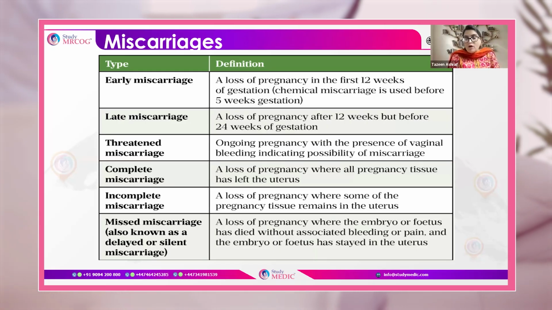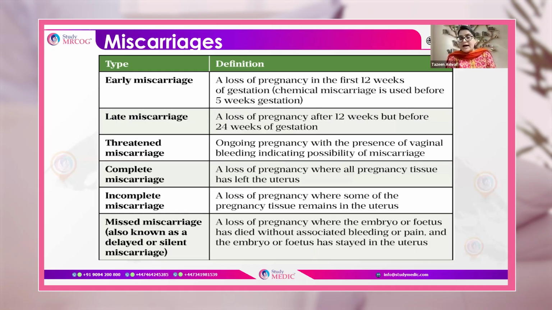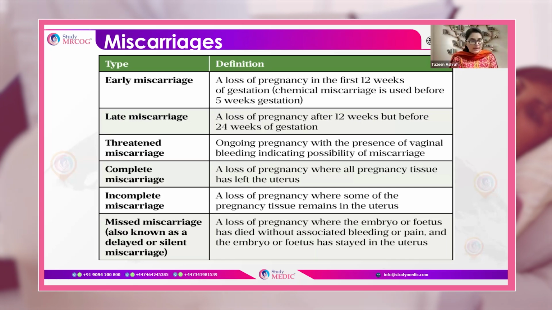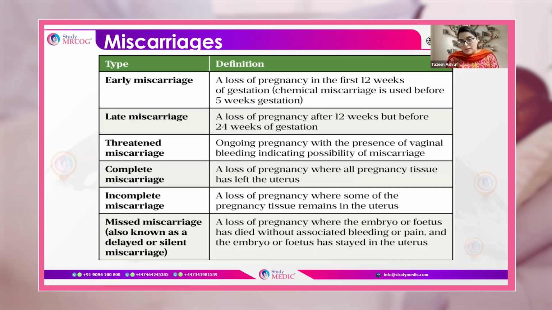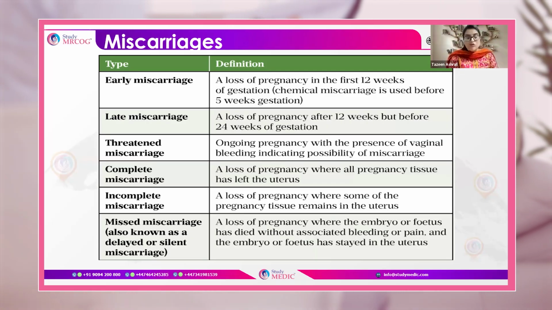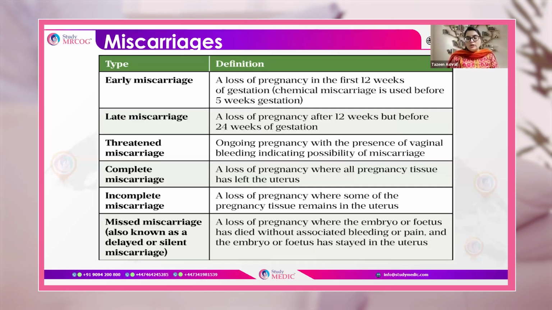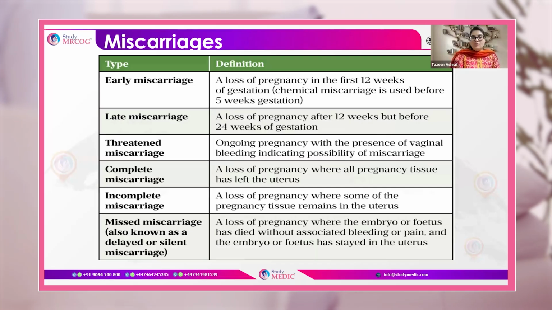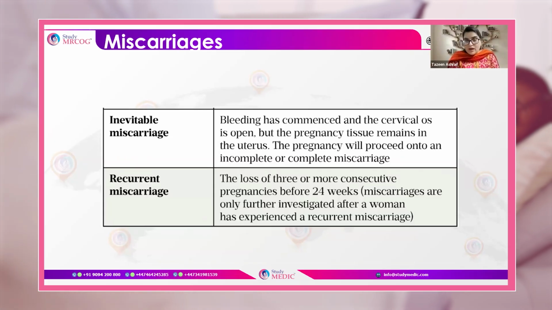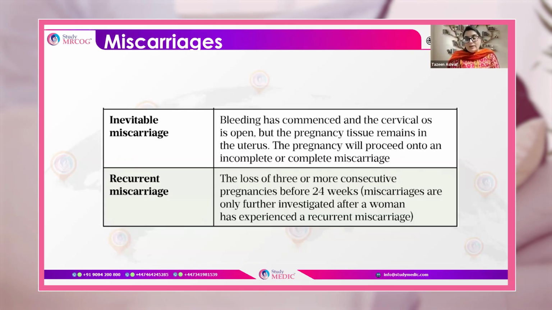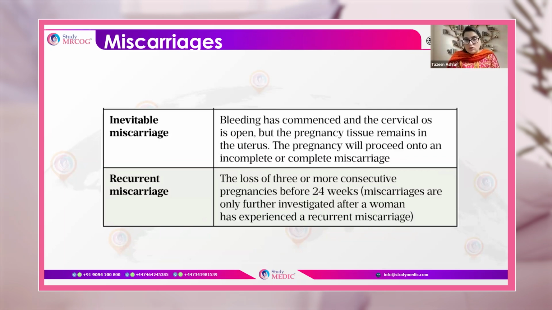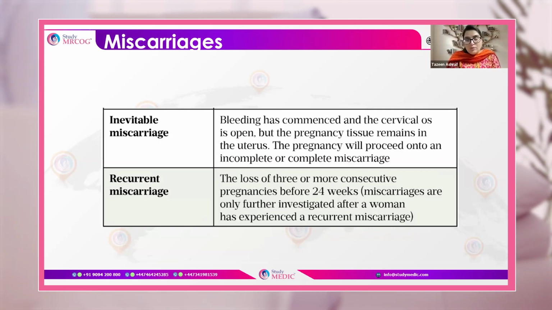So the name indicates that this can be incomplete miscarriage. And missed miscarriage is a loss of pregnancy where the embryo or fetus has died without associated bleeding or pain. On the scan we see that a sac is there, but we are not able to see that the embryo or the pregnancy has died, but there is no bleeding, nothing is there. So that is known as missed miscarriage. Inevitable miscarriage means bleeding is there, the cervical os is open, but the pregnancy tissue is inside the uterus. So it means that now the bleeding has started, the cervical os is open, so it would be very difficult to prevent this miscarriage.